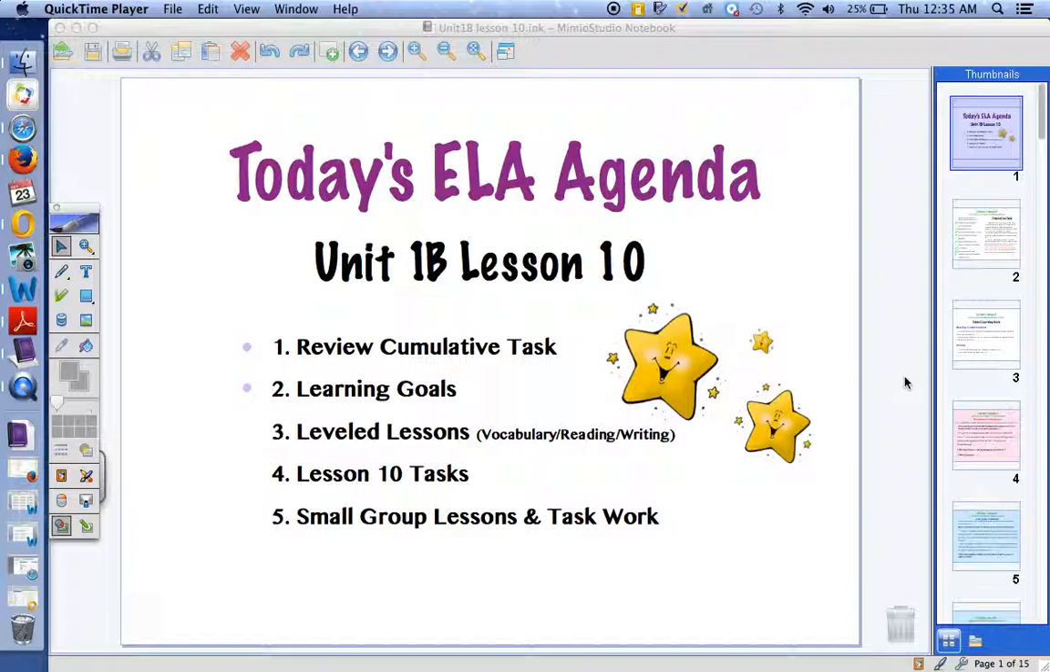In our whole group lesson, we reviewed our cumulative task and we also previewed the learning goals for today. So moving on in your leveled lesson, we are going to review the vocabulary and reading concepts that we have practiced so far. We have a mid-module test on Friday. We'll also move on with our current graphic organizer and begin writing another paragraph. We'll take a look at our lesson 10 tasks for today, and then we'll break apart into small groups to complete our work.